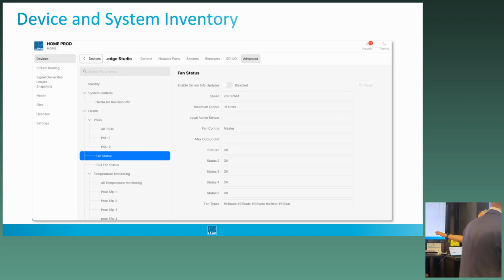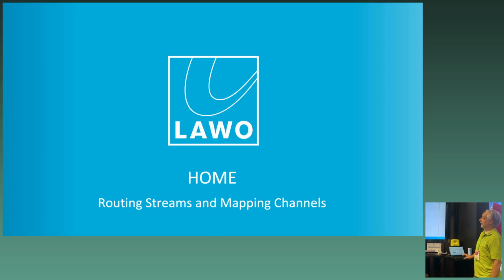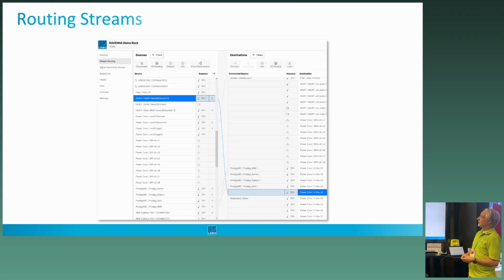Okay, and then some more advanced functions are available, which are not mandatory in the Home API, but can be integrated as well. Of course, all Lawo devices have that. And that is like, you know, fan status, temperature monitoring, all these kinds of things. Right, so routing streams and mapping channels. One of the most important functions inside Home.